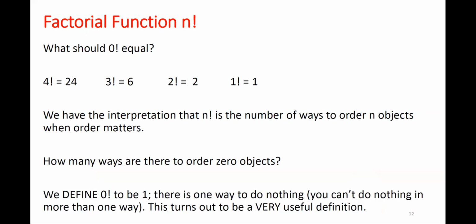So we're going to define, even if we're dead, yeah, we're being dead, or lying in bed. So you're still doing something. So we define 0 factorial to be 1. It turns out that this is a useful definition.